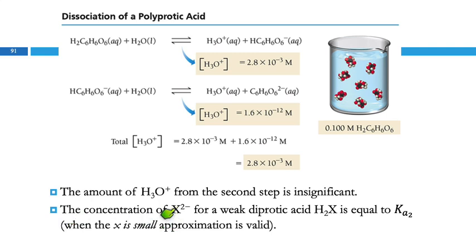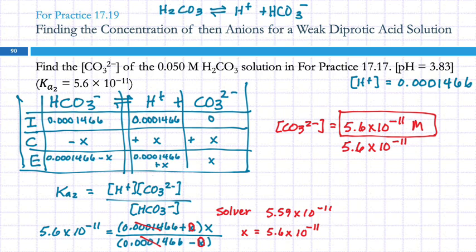The concentration of that ultimate anion, of the weak diprotic acid, is going to be this number, and that is equal to Ka2. That's only true when the x is small approximation is valid, but that's almost always true. If we go back to this one, this is the second ionization of the diprotic acid, and this concentration ends up being the same as Ka2.